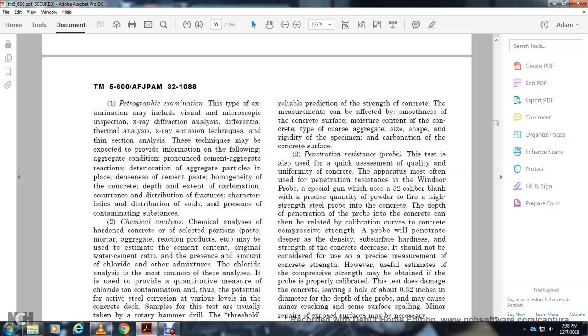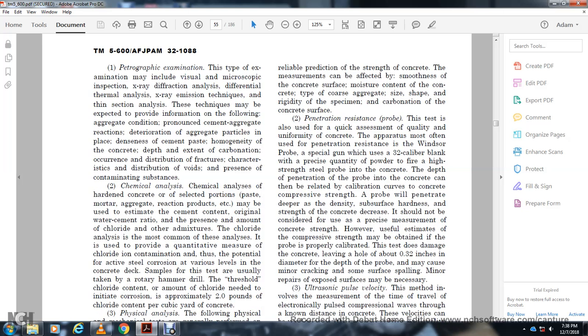However, an estimate of the component strength may also be obtained by a probe that is properly calibrated. The test does not damage the concrete, leaving a hole about 0.32 inches in diameter at the depth of the probe that may be covered with a minor crack in some of the surfaces, following which minor repair of the exposed surface may be necessary.